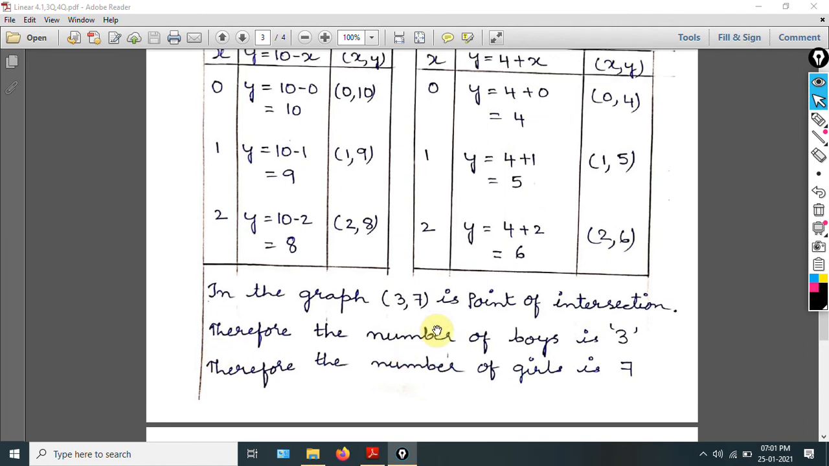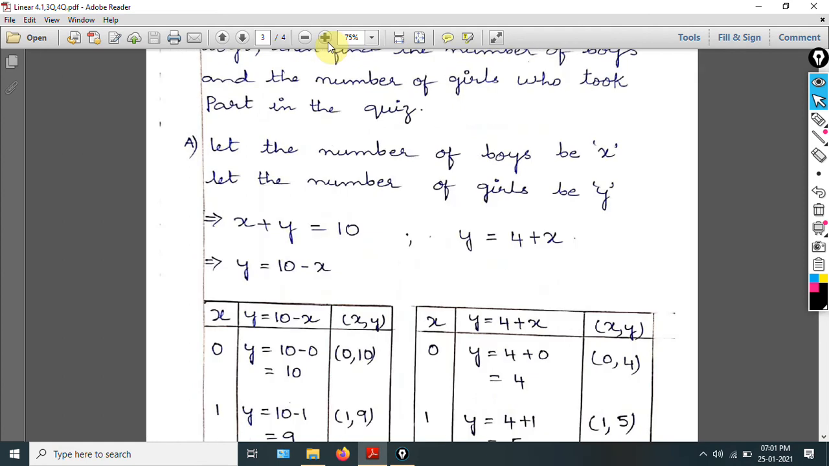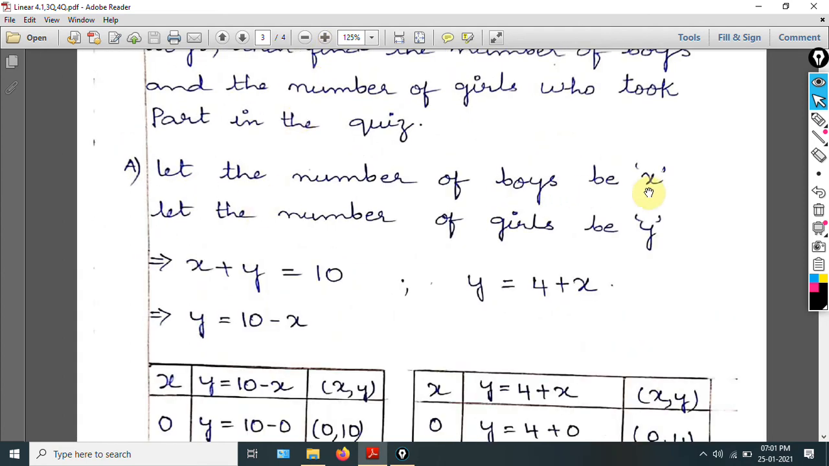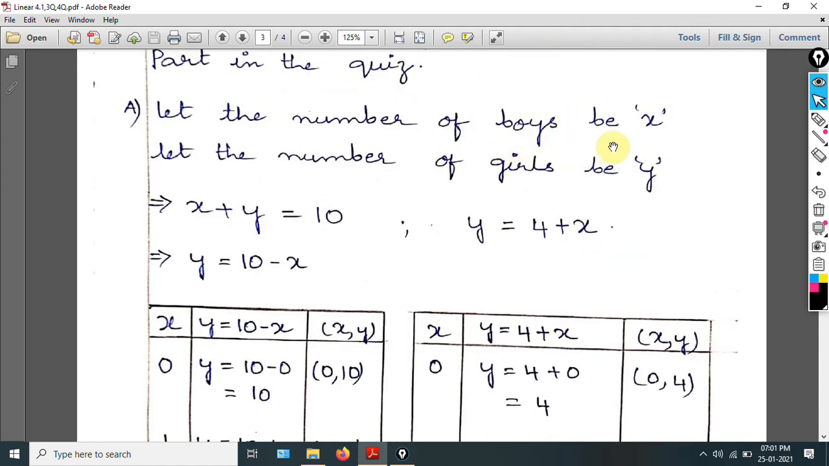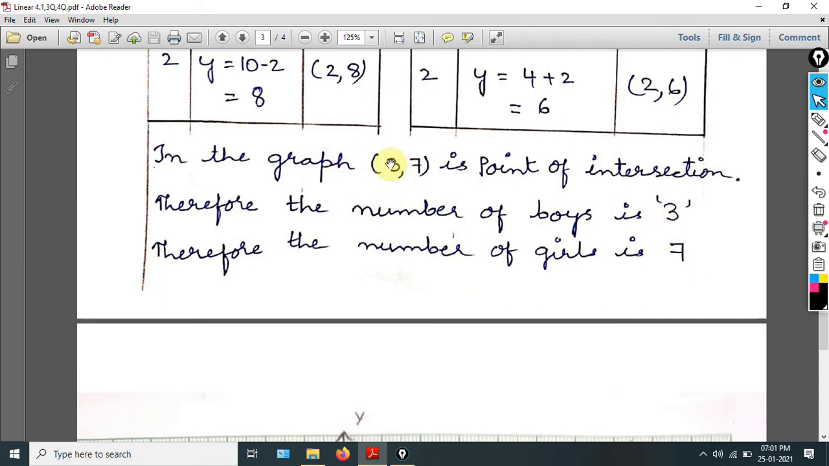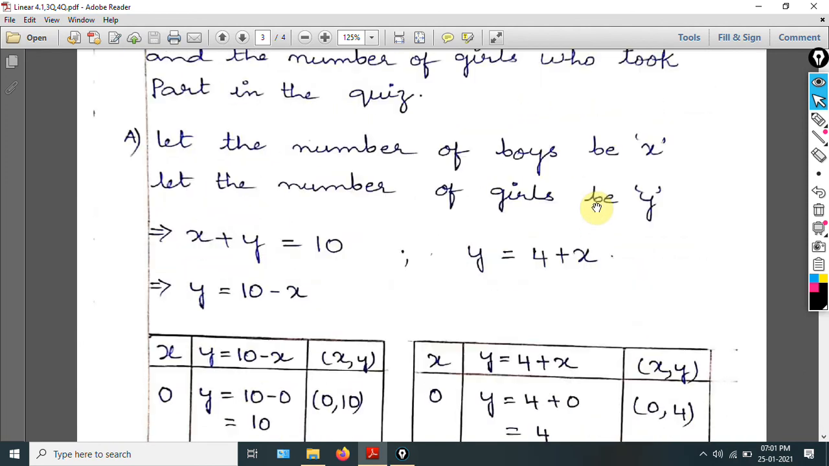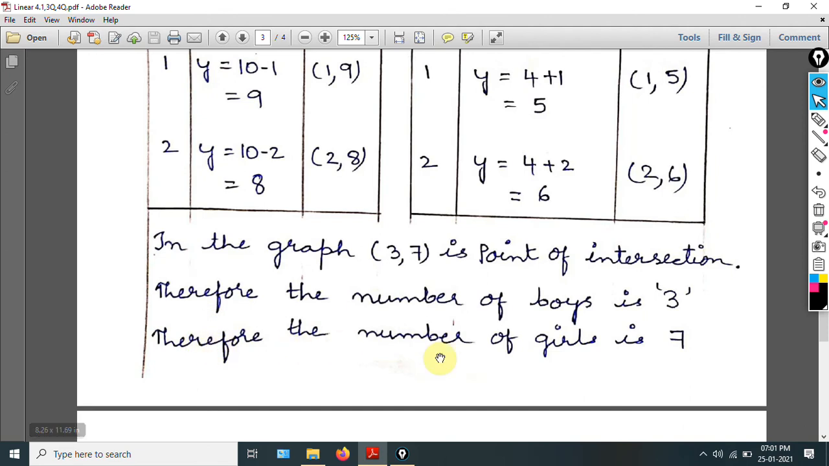So therefore, the number of boys is how much? We said the number of boys be x. So here this value will be x. We took x as the number of boys, so the number of boys is 3. Here the x value is 3. Next, the number of girls, how much did we take? We took the number of girls as y. So what is the y value here? 7. So therefore the number of girls is 7. So this is the answer.